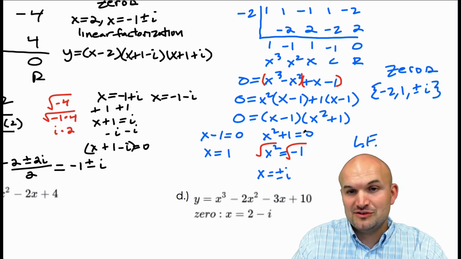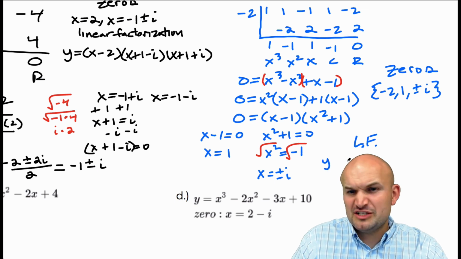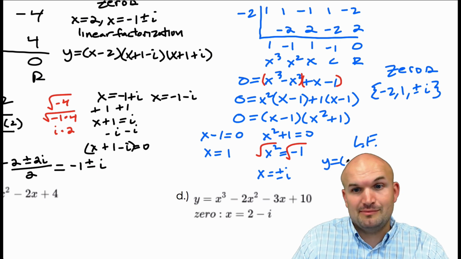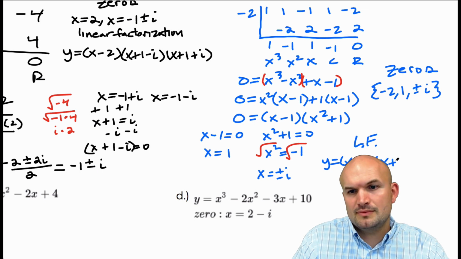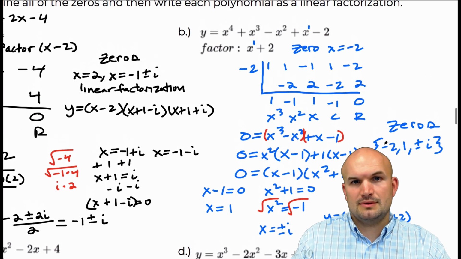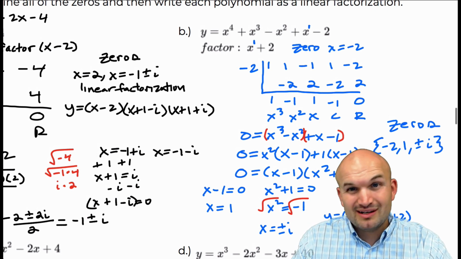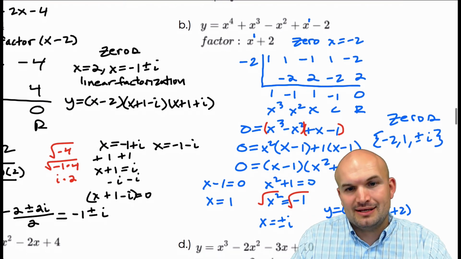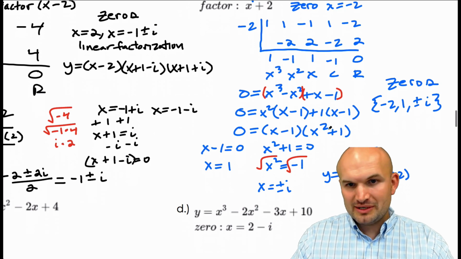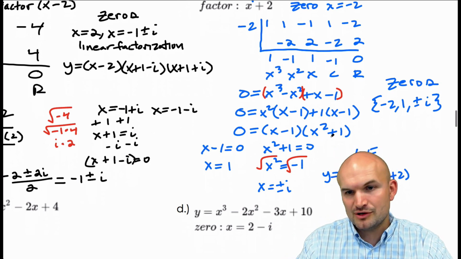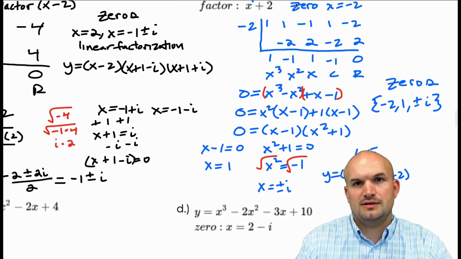Okay? My linear factorization, I'm going to use LF here to represent that, is going to be the product of my two real factors that give me my real zeros, which would be x plus 2 and x minus 1. Now, we can't use x squared plus 1 because that's not linear, that's quadratic. So again, all you need to do here is factor this across your complex zeros.